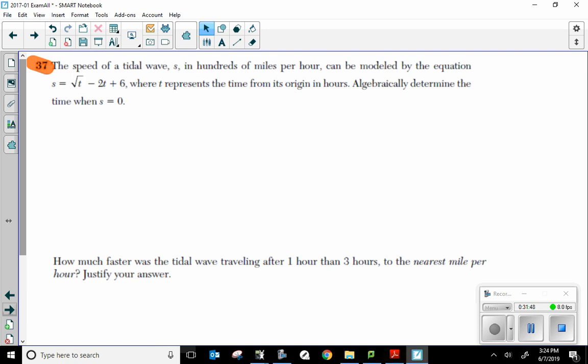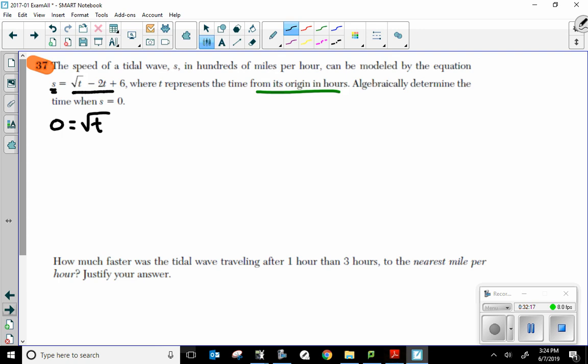The speed of a tidal wave S, in hundreds of miles per hour, can be modeled by the equation S equals the square root of t minus 2t plus 6, where t represents the time from its origin in hours. Algebraically determine the time when S is 0. Okay, ready? S is 0. So I'm going to say 0 equals the square root of t. I'm just going to write this here.